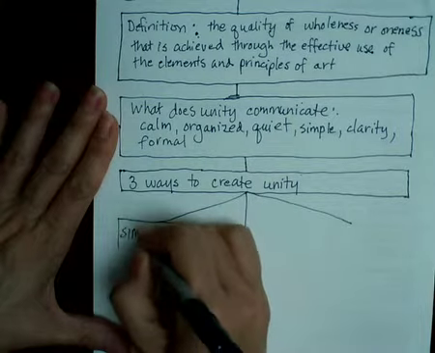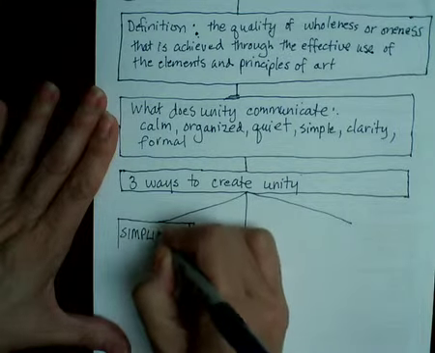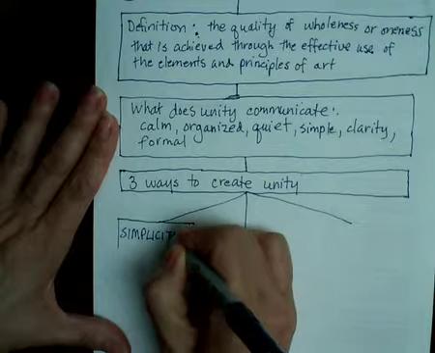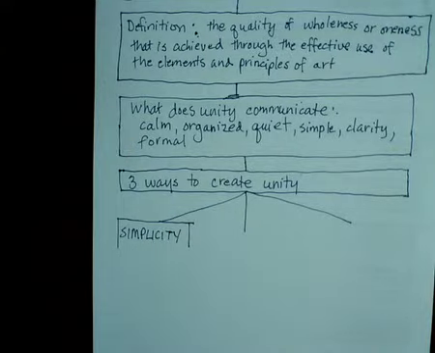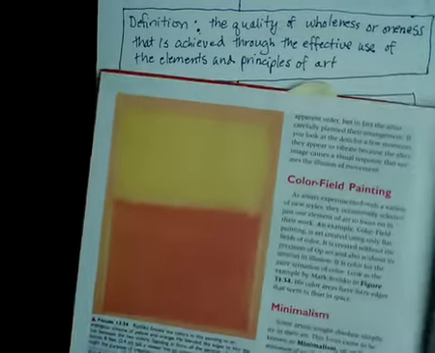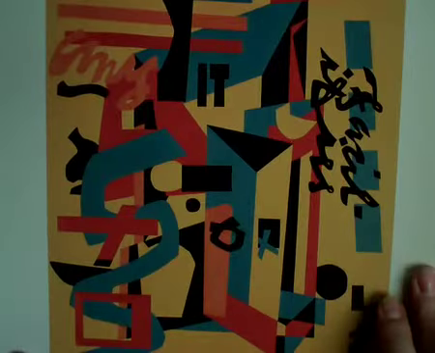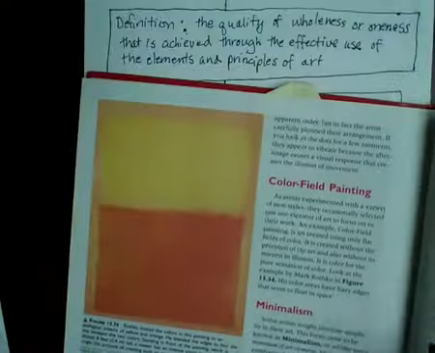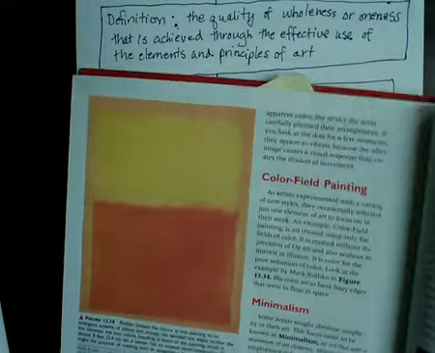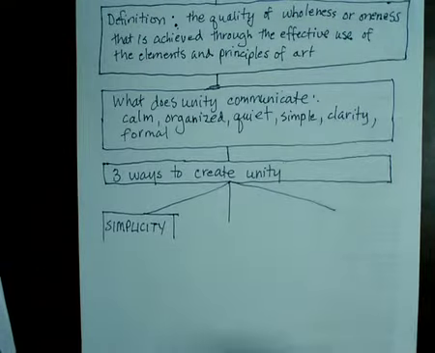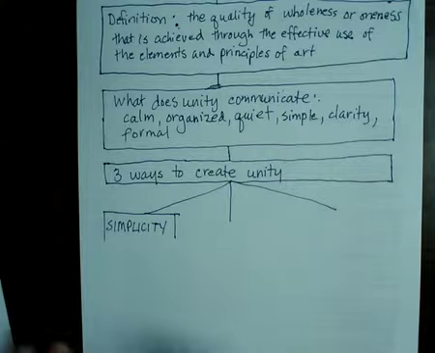simplicity. In other words, don't use a whole lot of different shapes. So here, this is unified, one shape, right? This one, 50 million shapes, the opposite, okay? So if you want to have unity in your piece, you're going to limit the elements. That's how you keep it simple.